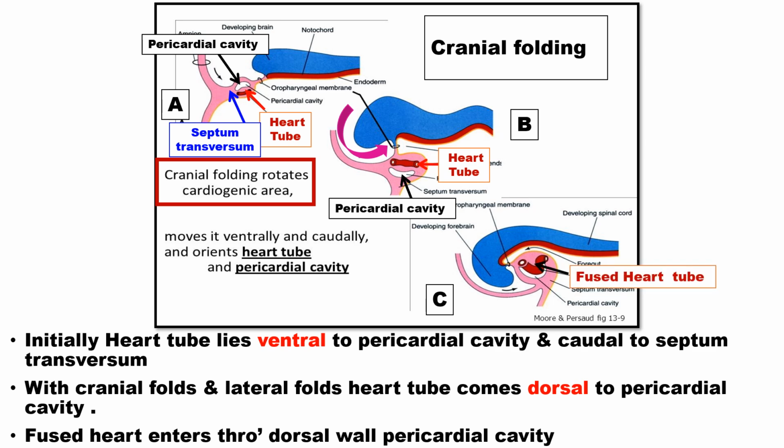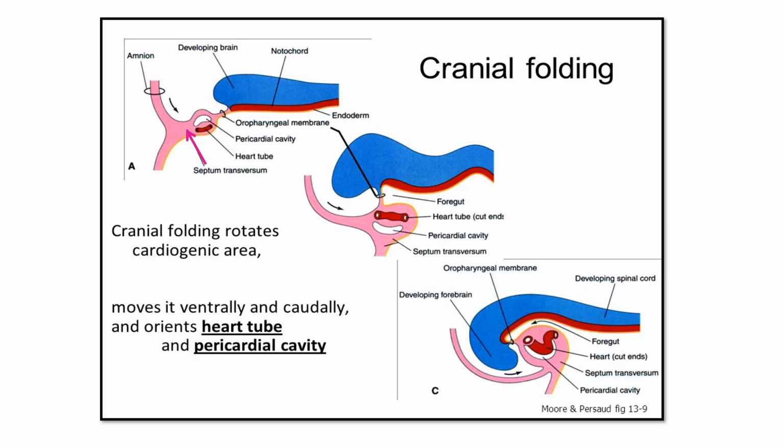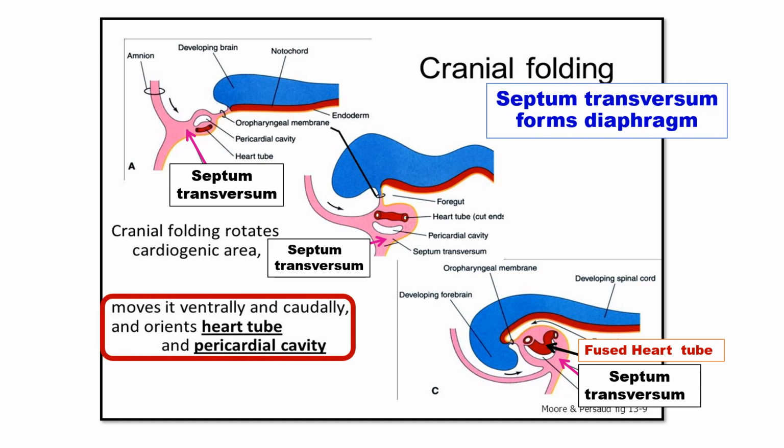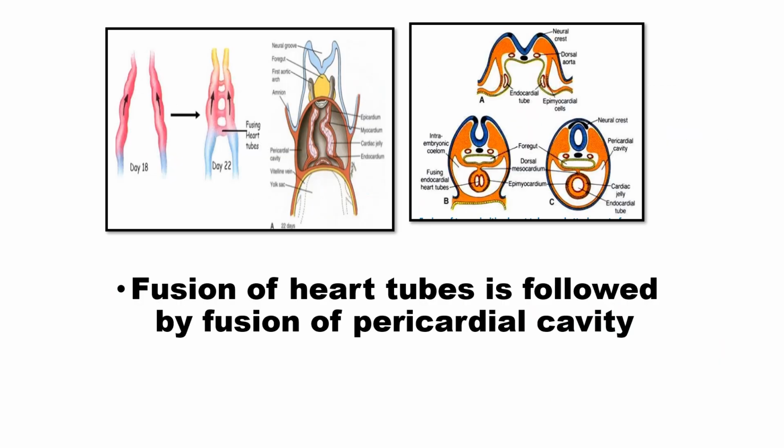The fused heart tube enters the dorsal wall of the pericardial cavity. At the same time, the septum transversum, which is present most cranial to the primitive heart tube, also rotates along with the heart tube. Initially cranial, it then comes ventral to the pericardial cavity and finally reaches caudal to the fused heart tube. The septum transversum later forms the diaphragm. Fusion of the heart tube is followed by the fusion of the pericardial cavity.